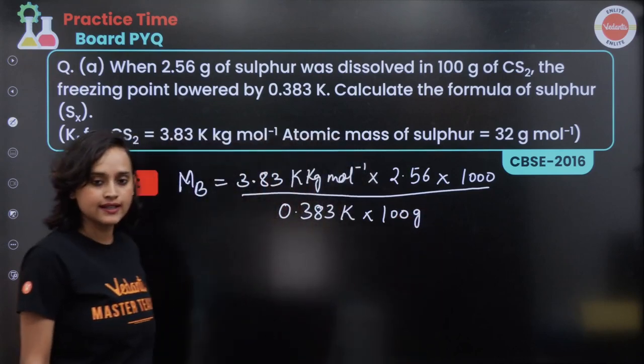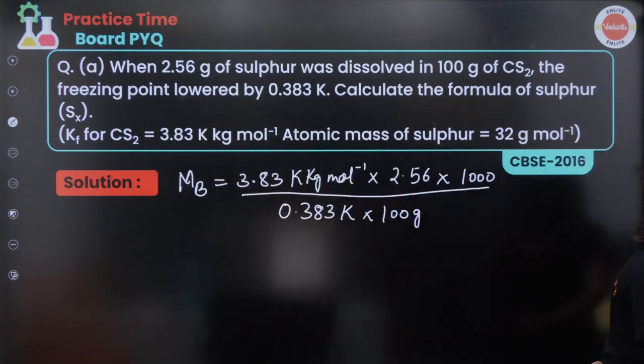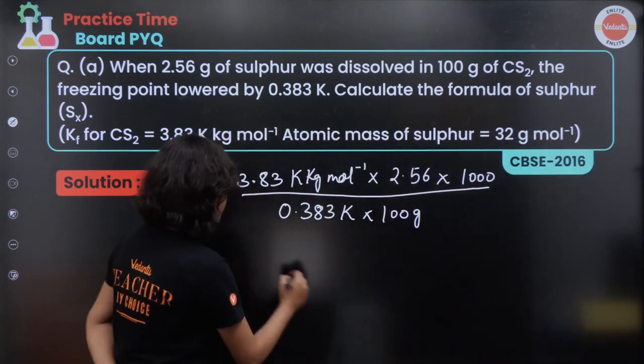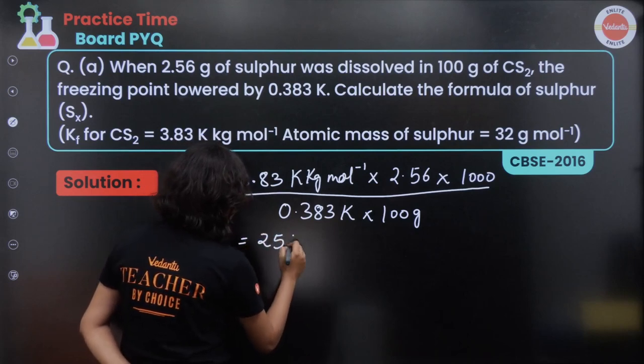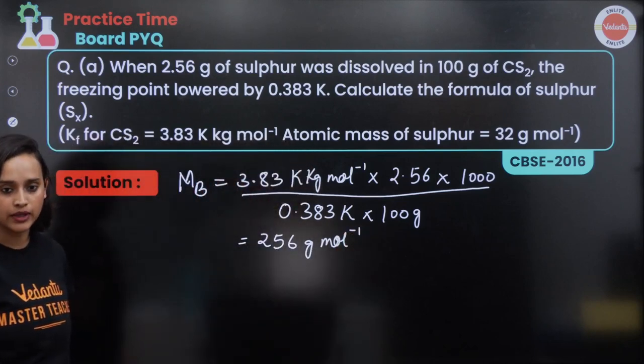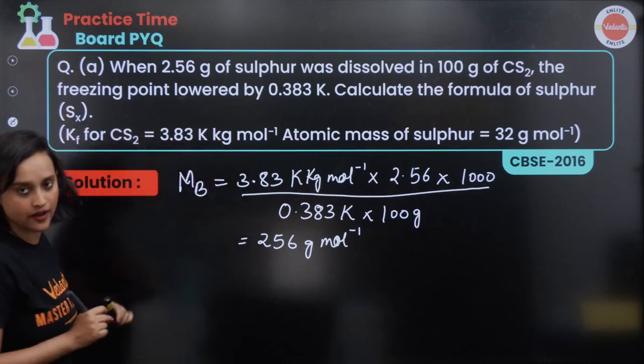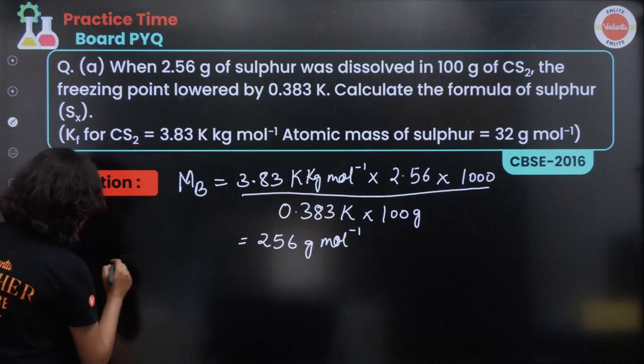Correct? Now if I calculate this, we will have to use a calculator. I am very weak in mathematics. Okay, it's coming to 256 gram per mole. That's our MB. Now, the molecular mass of SX we have to find, right?